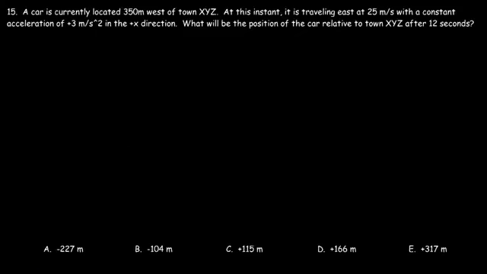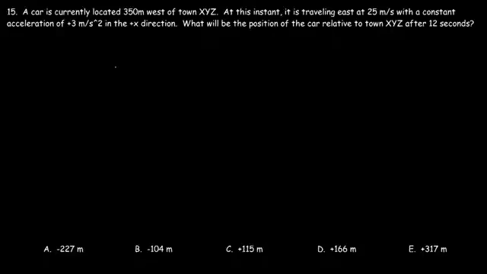Number 15. A car is currently located 350 meters west of town XYZ. At this instant, it is traveling east at 25 meters per second with a constant acceleration of 3 meters per second squared in a positive x direction. What will be the position of the car relative to town XYZ after 12 seconds?